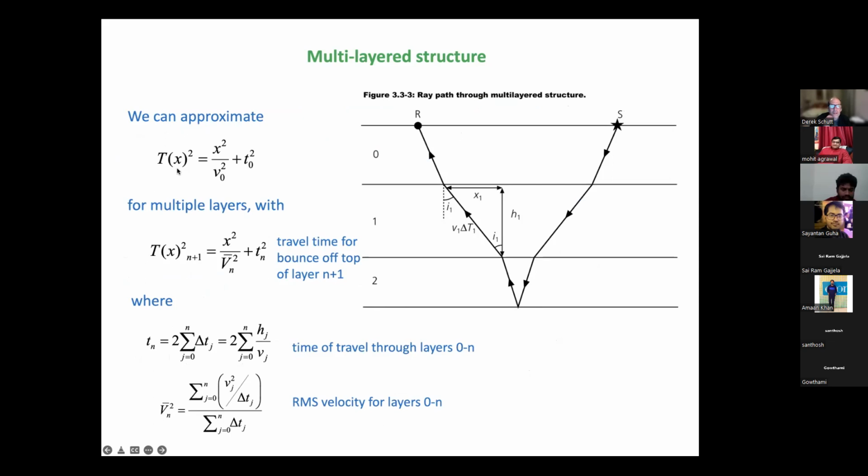We can approximate our travel time equation for multiple layers. So we can take t sub x squared and call it t sub x squared for layer n plus 1. And then that equals x squared over v bar n squared plus t n squared, where t n is the travel time through layers 0 through n, and v bar n squared is the RMS velocity for layers 0 through n. So basically it's the average velocity that the ray sees in layers 0 through n.